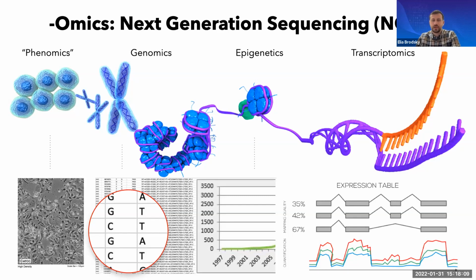So there are many different types of omics data. In this program, we are going to primarily speak about genomics and transcriptomics and a little bit about metagenomics, but we are going to do it at a very superficial level.